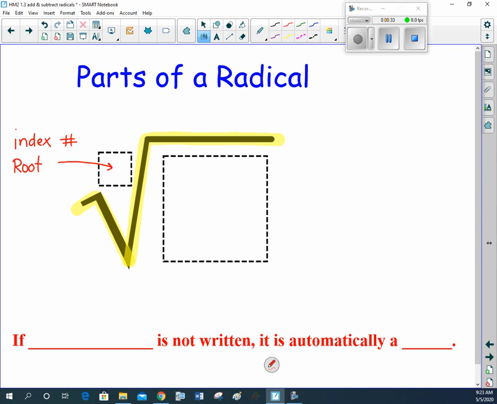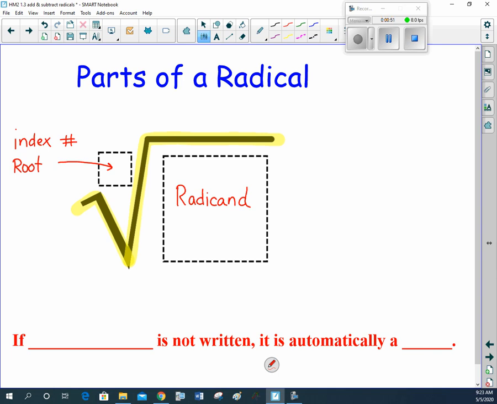And then whatever number is underneath here, we were using that as our base last time when we were rewriting. Well, that's called the radicand. So whatever's underneath there, variables, numbers, whatever's inside the radical, its term is called the radicand.